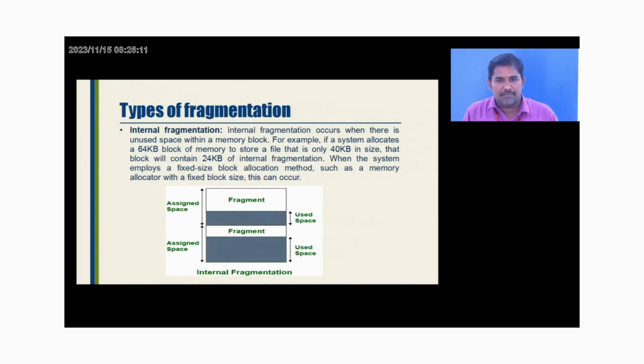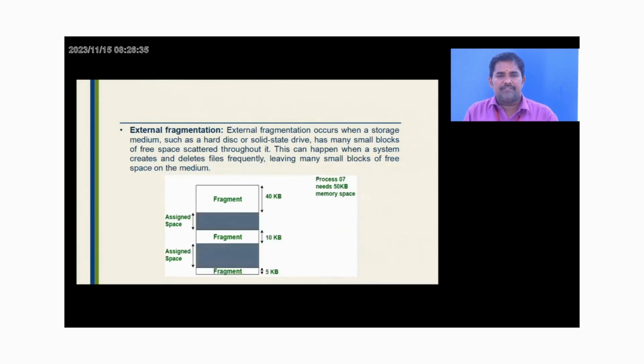One is internal fragmentation, which I am illustrating here in some detail. If a system allocates a 64 KB block of memory to store a file that is only 40 KB in size, that block will contain 24 KB of internal fragmentation. That is free memory. So overall, they have 64 KB, only 40 KB is used, so the remaining 24 KB is internal fragmentation.